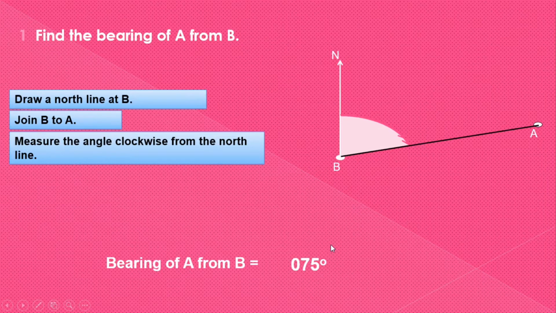Another point to remember, children: bearings are always written as 3-digit numbers. These angles are always written as 3-digit numbers. We never write only 75 degrees. We write 075 degrees. We write 062 degrees like that.